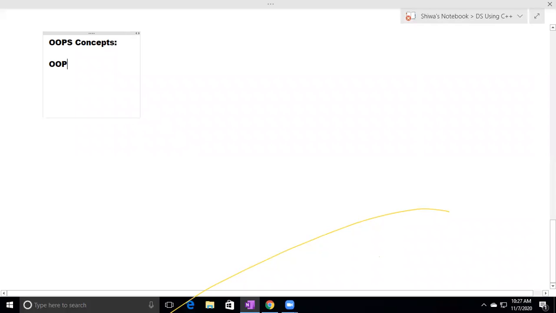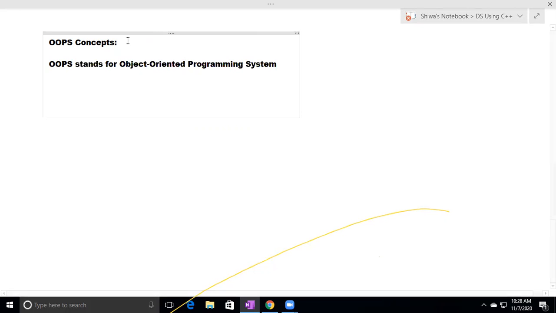OOPS stands for Object Oriented Programming System.